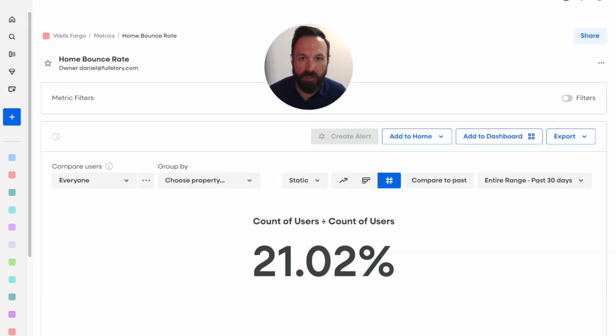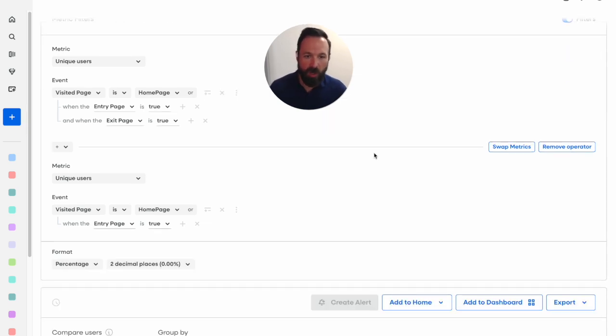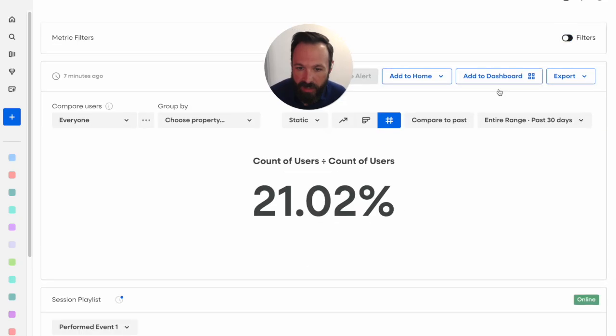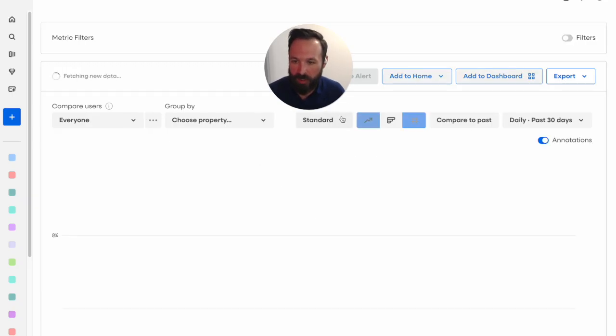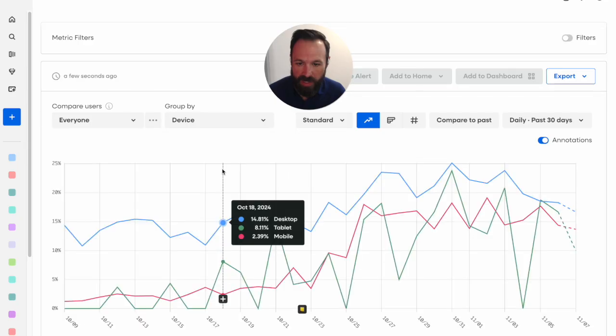All right, let's jump to metrics. So here we're looking at a bounce rate metric. How is it defined? It's defined by all people who visit the homepage. This is the homepage bounce rate. All people who visit the homepage, and the homepage was both their entry page and their exit page, divided by everybody who visited the homepage as their entry page. And we can see here that gives us a bounce rate, and I can put this in a trend if I want to. I can dimension this by browser or device.